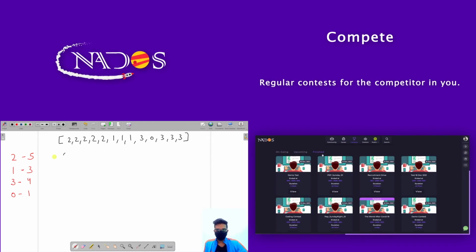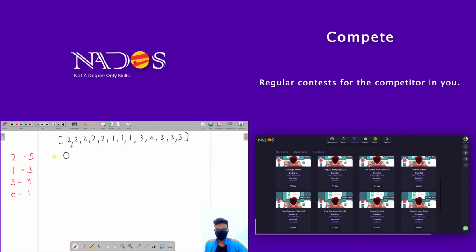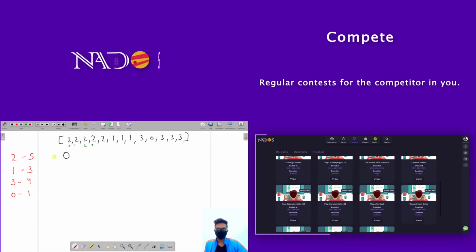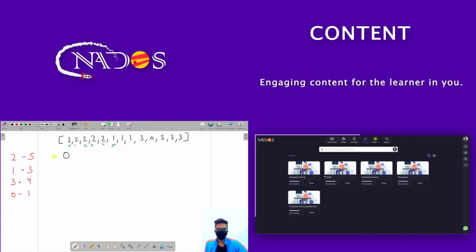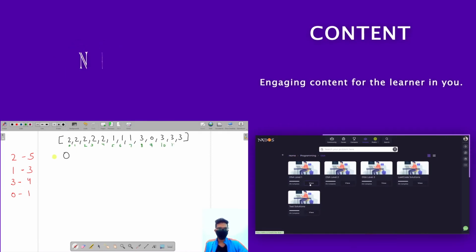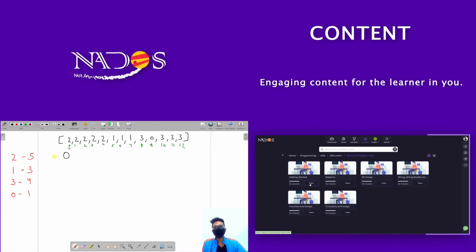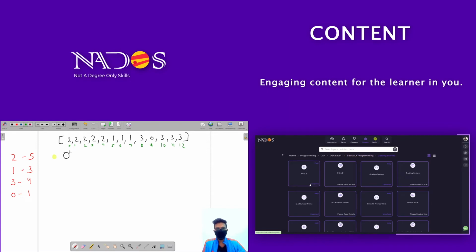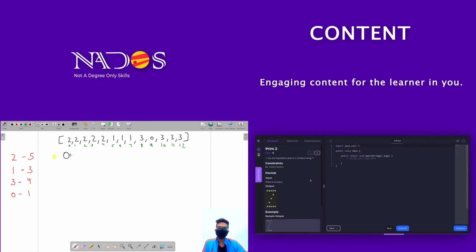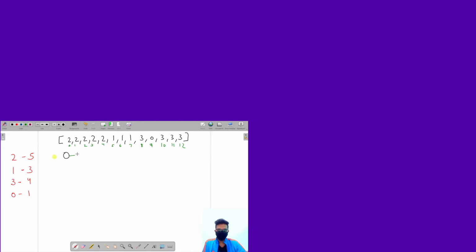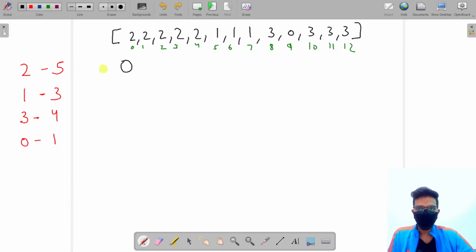So here, this rabbit in the 0th index, also remember the indexes: 0, 1, 2, 3, 4, 5, 6, 7, 8, 9, 10, 11, 12. So here this rabbit at the 0th index, what it is saying is that it knows two more rabbits exist of the same color. This is our rabbit and it knows that two more rabbits exist of the same color.